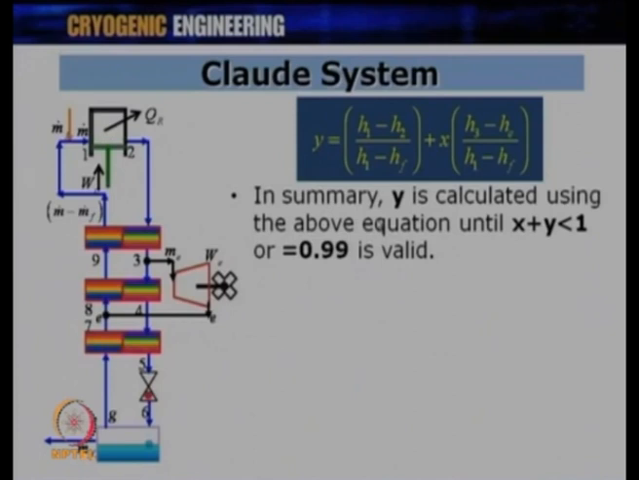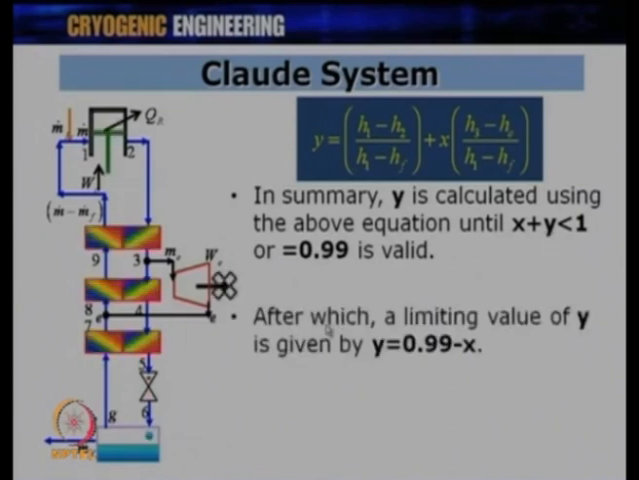In summary, how do I calculate y? Y is calculated using the above equation until x plus y is less than 1 or 0.99. So, this expression is valid when x plus y is equal to 0.99, after which a limiting value of y can be calculated by y is equal to 0.99 minus x, and this is the general principle we are going to follow to calculate the yield using Claude cycle. I hope this is clear to you.